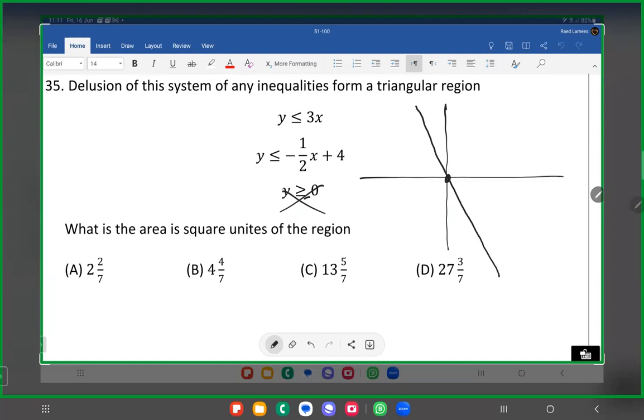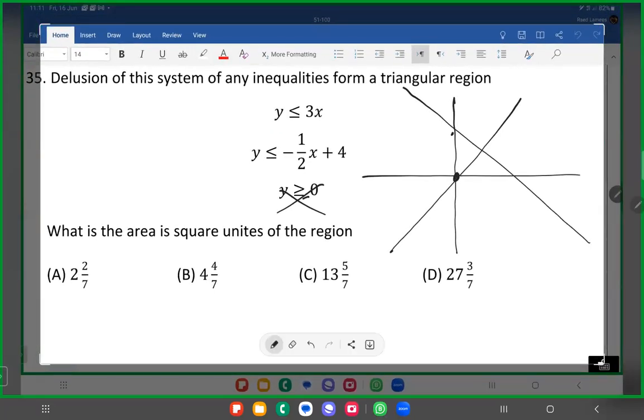Then negative half x plus 4. The plus 4 and negative half x mean the slope is going downward. It has a y-intercept at 4, so at 4 this way. So the region he is literally talking about is where? Of this system of inequalities form a triangle region. What is the area in square units of the region?